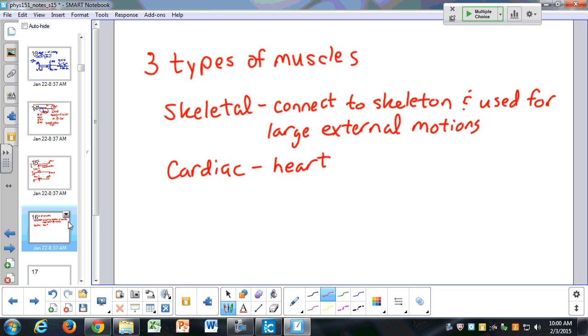And what's the last one? The third one? Smooth, right. Smooth type of muscle is used to move fluids in the body.